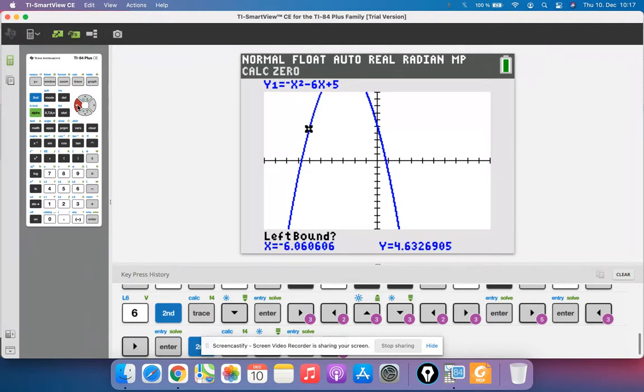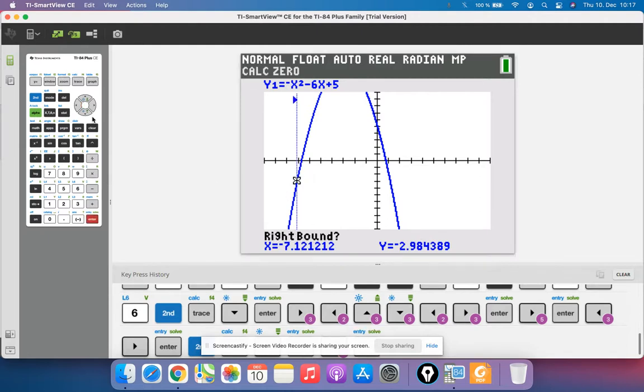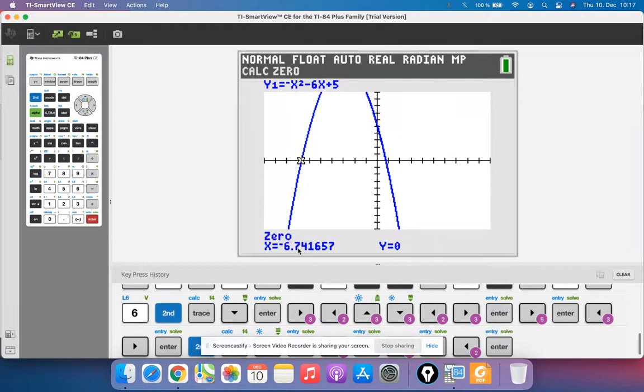Okay, there's my cursor. So I need to go somewhere below that x-intercept, because that's technically left. Hit enter. Now scroll to the right, enter, and then go back in between and hit enter, and we get negative 6.74, and that's how you find it.